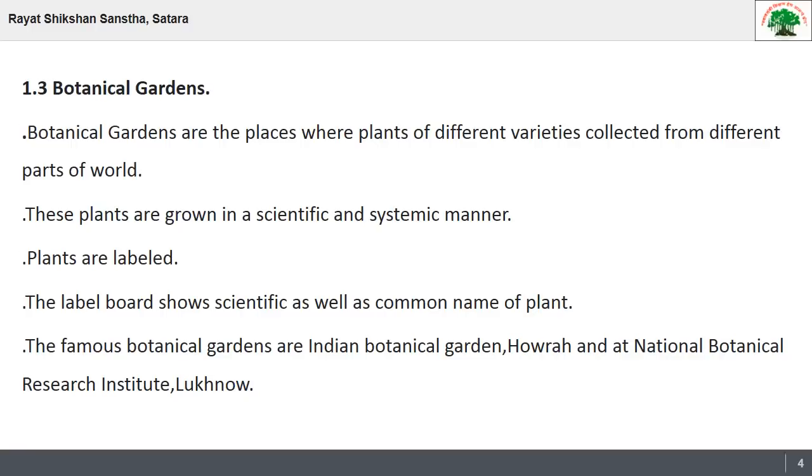The main role of a botanical garden is to maintain a documented collection of living plants for the purpose of scientific research, conservation, display, and education. So this is a very important taxonomical tool which helps us study different plants from different areas or places of the world. That's why the botanical garden is a very important taxonomical aid.